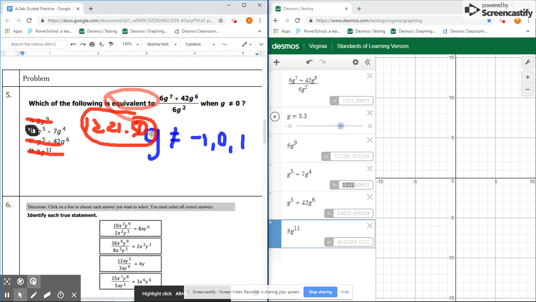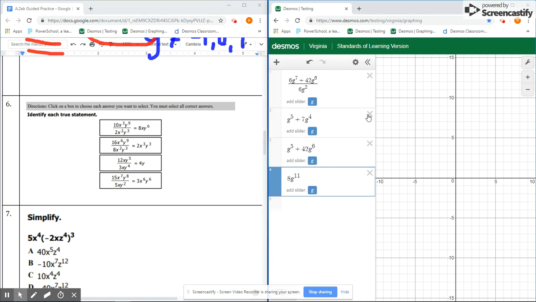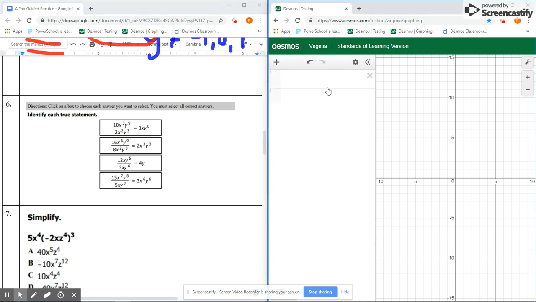Number 6. Click on a box to choose the answer you want to select. You must select all correct answers. We need to identify each true statement. Here's how we identify each true statement. Kind of similar to number 5, we're going to plug these into Desmos and see if they match.